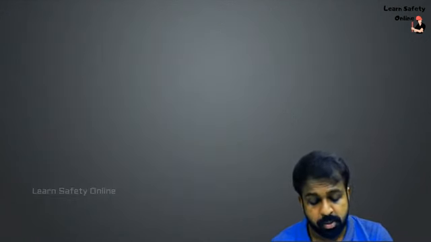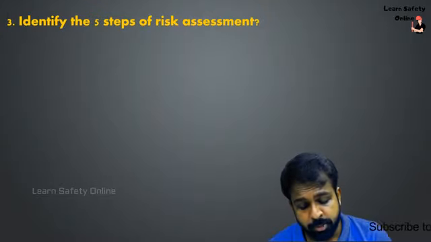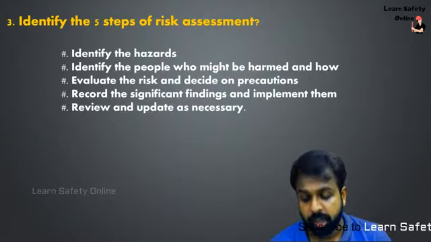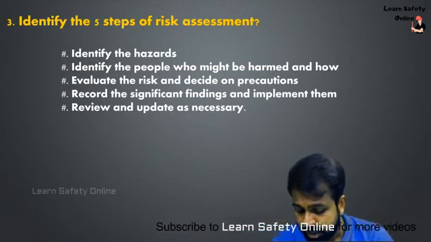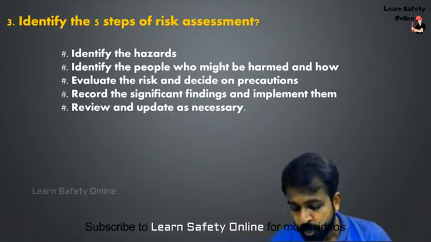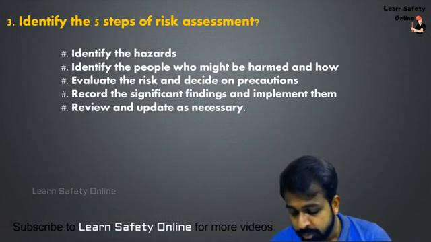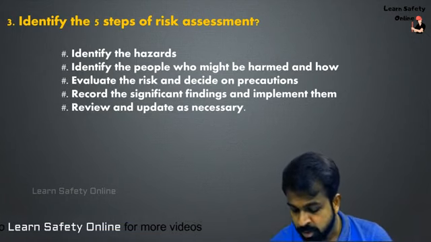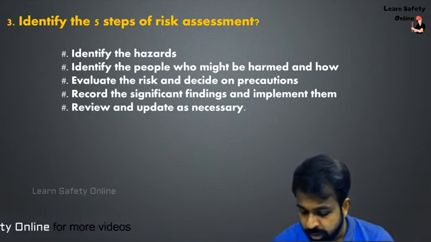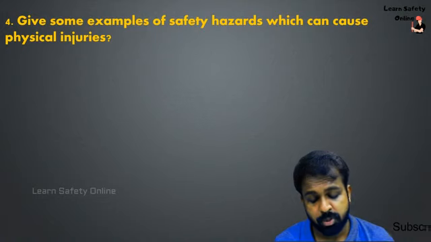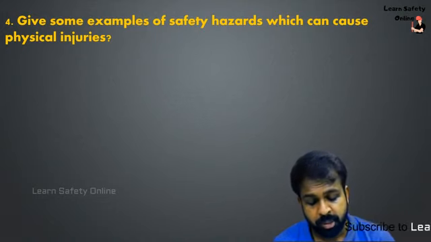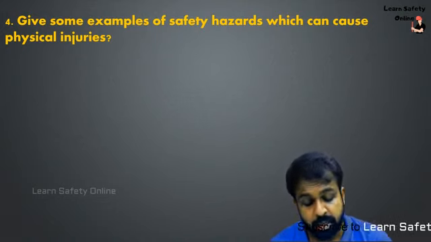So the next question is: identify the 5 steps of risk assessment. The common 5 steps of risk assessment are: identify the hazards; identify the people who might be harmed and how; evaluate the risk and decide on precautions; record the significant findings and implement them; and review and update as necessary.